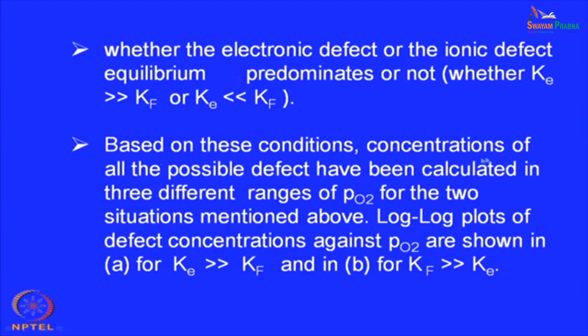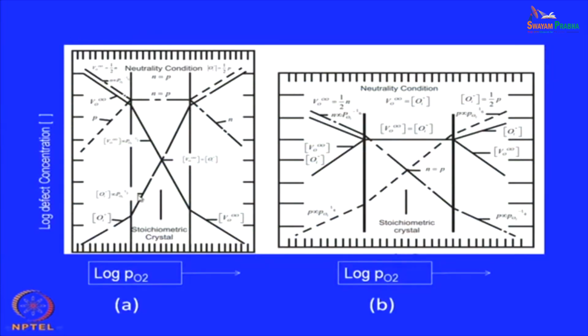Based on these conditions, concentrations of all the possible defects have been calculated in 3 different ranges of PO2 for the 2 situations mentioned above. Log plots of defect concentrations against PO2 are shown in diagram A, for Ke greater than Kf, and in B, Kf greater than Ke. Now, this may not be very clear just now, but when you go to the diagram it will be quite clear what exactly we mean.